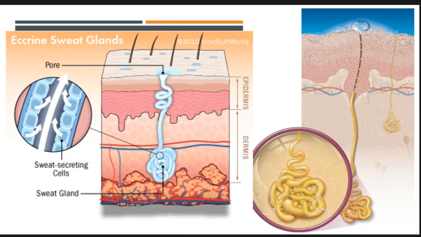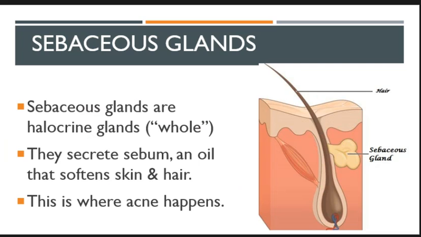So then we can see here there's sweat coming up. The sweat comes out through these pores. It is secreted from the inside of those little tubules right there, and then secreted to the top. And we know how that cools off our skin when the wind blows because of evaporation.